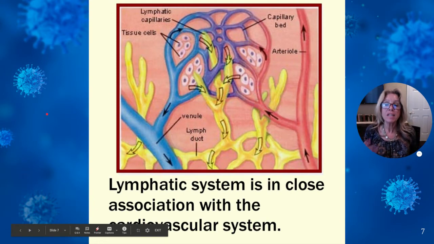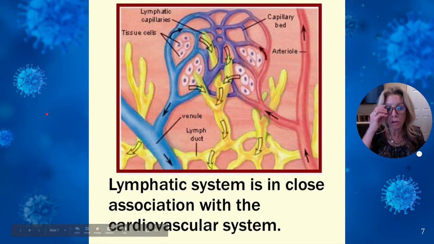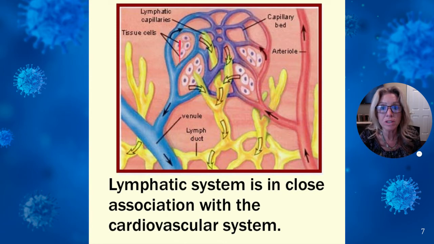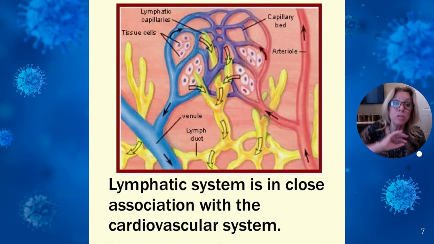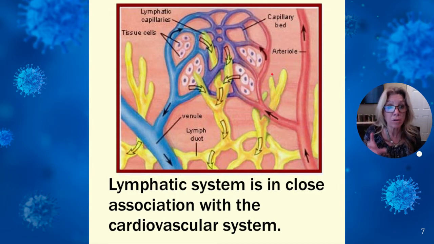Okay, so the lymphatic system is in close association with your cardiovascular system. So here you can see a capillary bed. Here's the arterial end right here, and at this end the hydrostatic pressure is greatest, pushing oxygen and nutrients and vitamins all out.